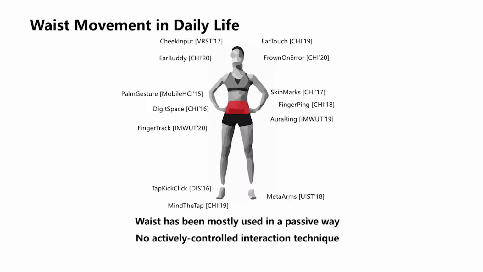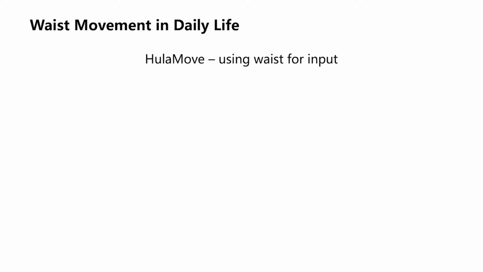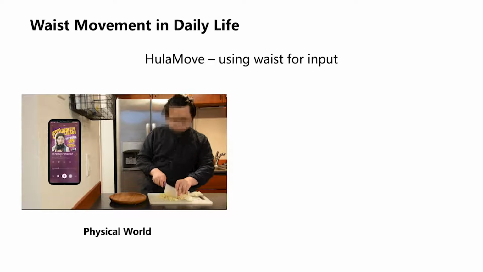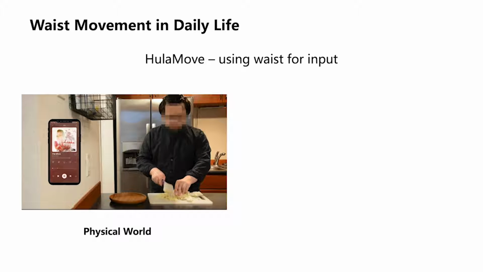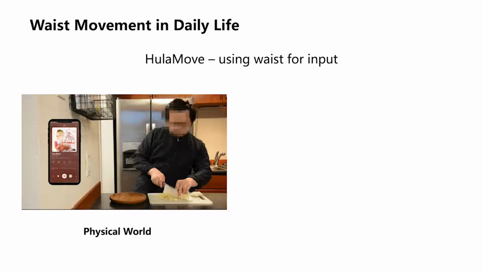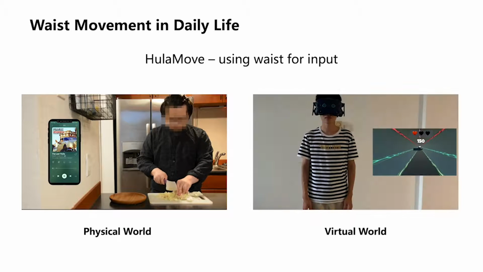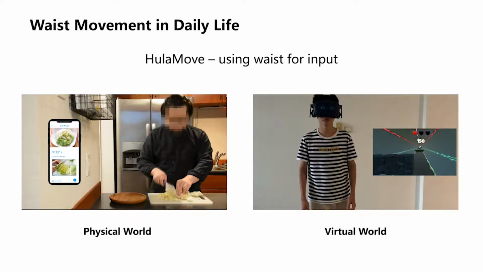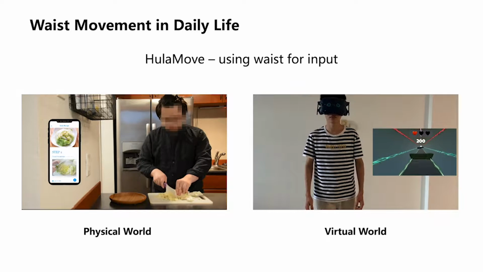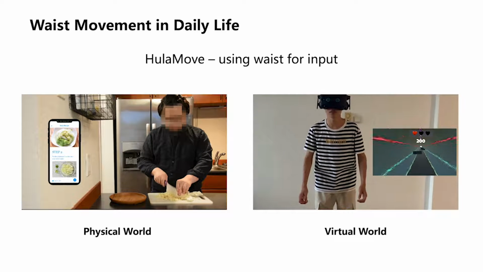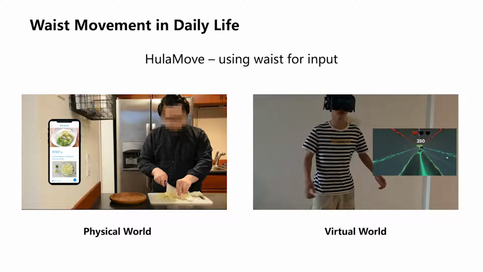And here comes HulaMove, a novel interaction technique that leverages the active waist movement as an input method. It can be useful in both physical and virtual worlds. In the real-world scenarios, it can serve as a convenient input channel in situations where users' hands or eyes are busy. In the virtual world, using the waist for interaction can establish a stronger connection between users' physical body and the virtual world, thus augmenting immersive user experience.